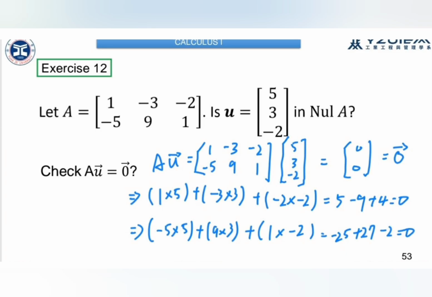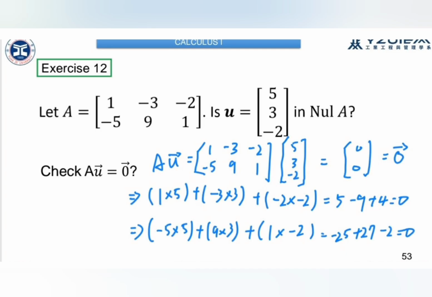Next, for the second entry, we take the dot product of the second row of A and the vector u. This gives us negative 5 times 5 plus 9 times 3 plus 1 times negative 2. This simplifies to negative 25 plus 27 minus 2, which also equals 0.